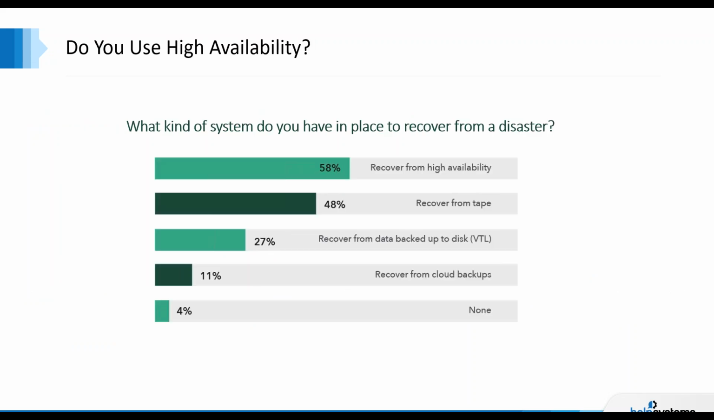So then another question that we had is, when it comes to recovery, what kind of systems do you have in place for recovering from a disaster? And this year we had a fairly higher number than typical. We had 58% of you that say you're already using high availability of some sort to do your recovery. Still a lot doing recovery from tape, virtual tape libraries, recovering from the cloud, and some are just doing none, which is a little scary. They might not have anything in place for recovery. So yeah, pretty scary. So over to you, Ash.